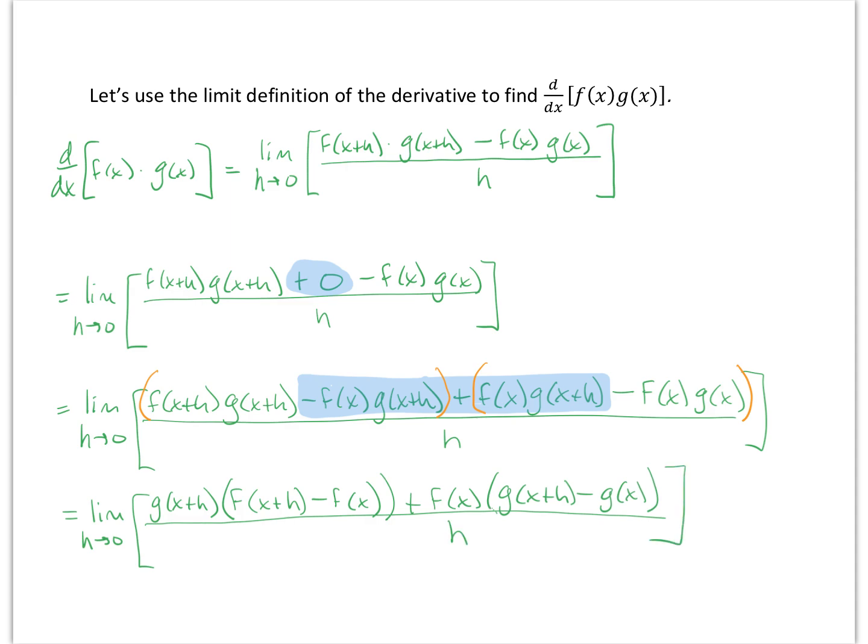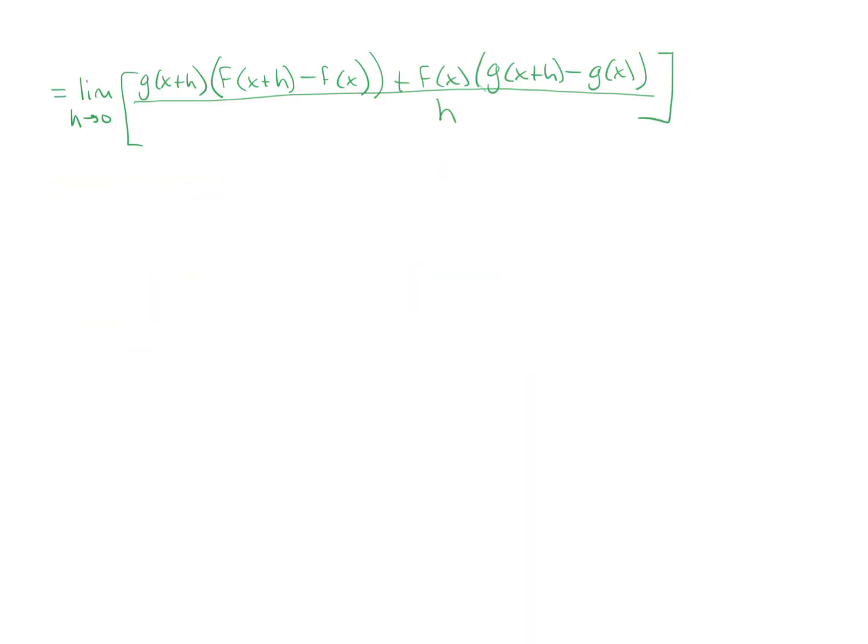And I'm going to need a new slide. So I'm going to screenshot what I've got here and move to the next slide. You may be starting to see where the choices came from. Why did I subtract and add f of x times g of x plus h? Why did I group them strategically the way I grouped them?